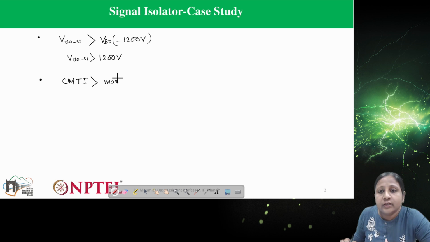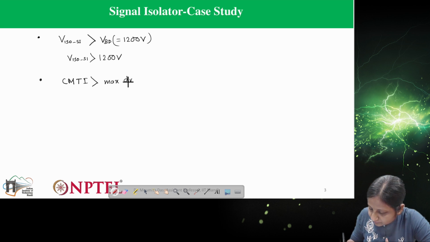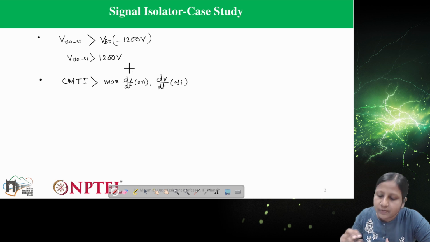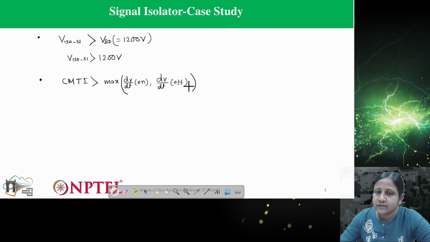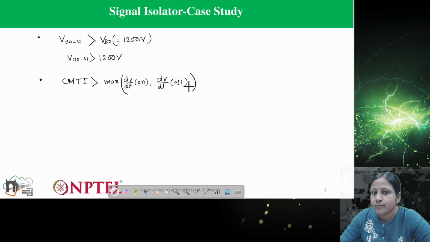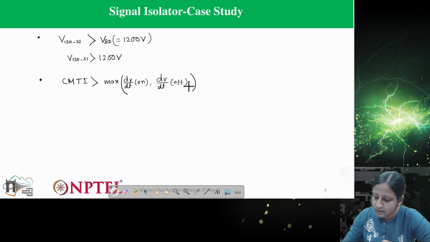maximum dV/dt, either during on or during off. So maximum dV/dt whenever it will occur, either on condition or off condition. So in the previous parameters I have written dV/dt for turn on and turn off time. For turn on time it is written 35 volts per nanosecond, and for turn off time it is written as 47 volts per nanosecond.